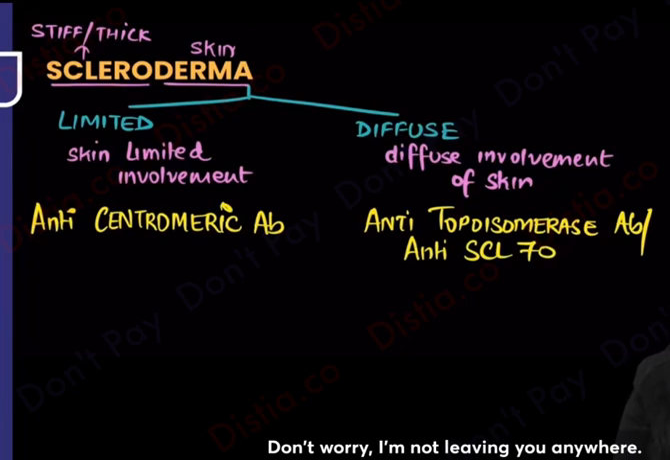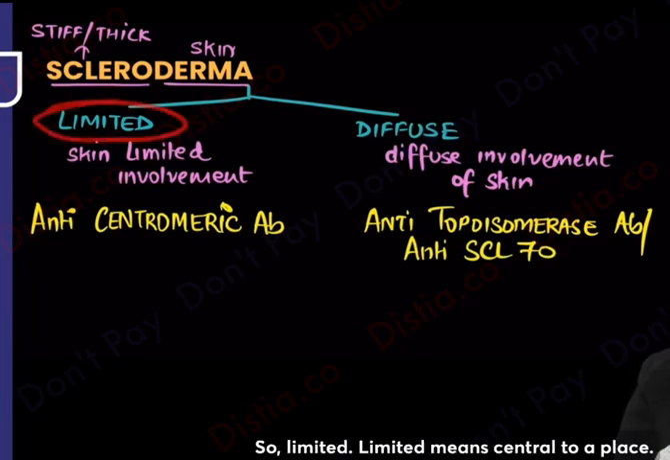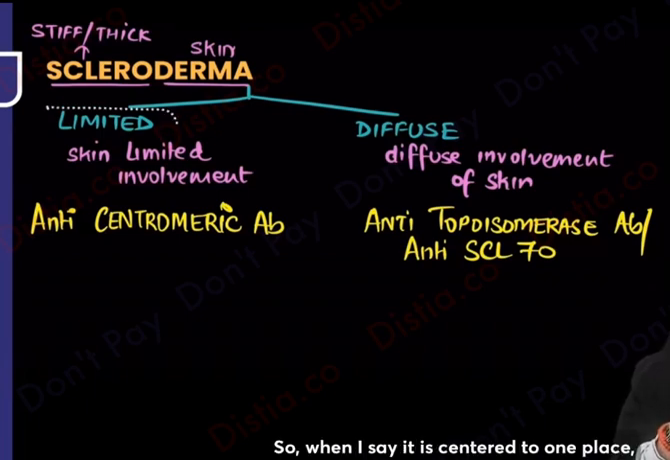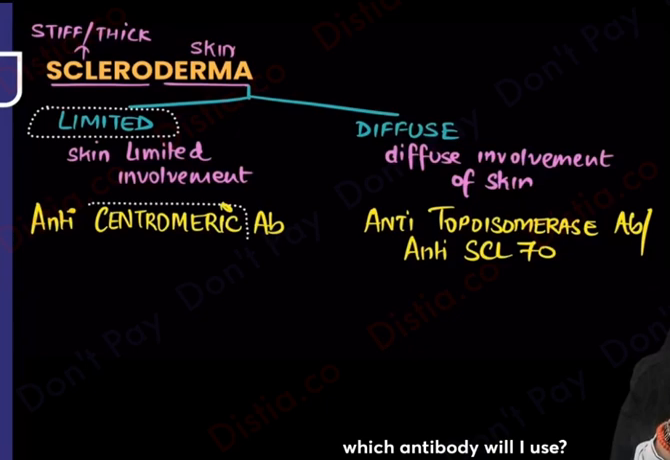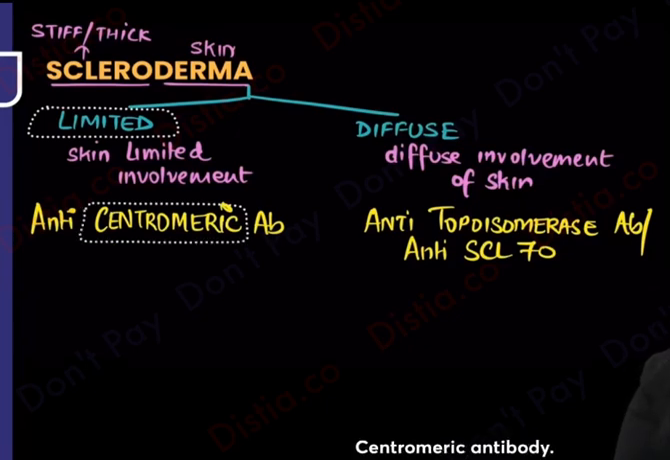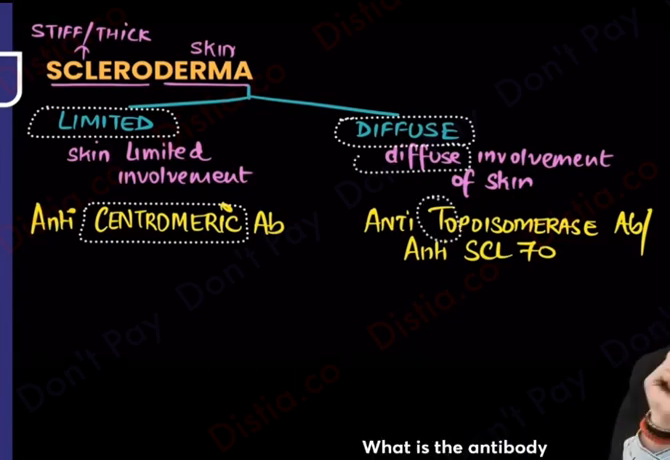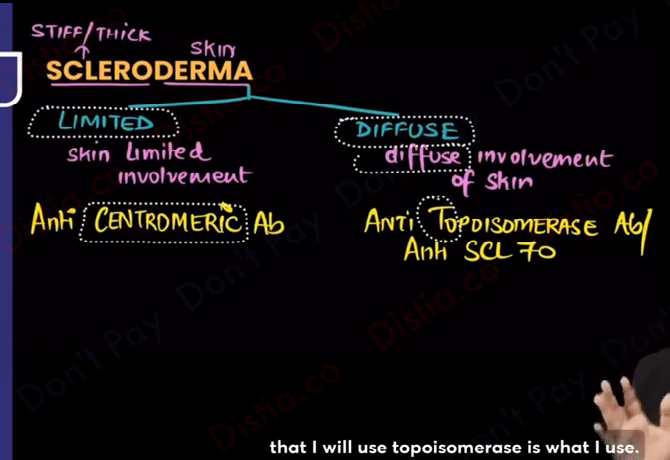How, ma'am? How can you just write so many things without telling us how to learn this? Don't worry, I'm not leaving you anywhere. So limited means central to a place. It is only limited to one place, centered to one place. So when I say it is centered to one place, which antibody will I use? Centered word wala, centromeric antibody. But when I say the total skin, diffuse, total skin is involved, what is the antibody that I will use? Topoisomerase is what I use.